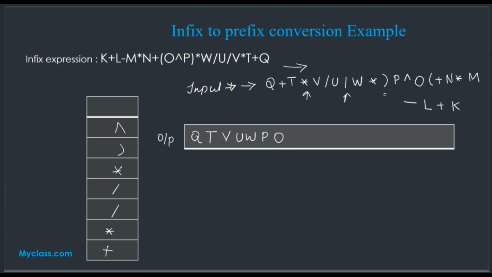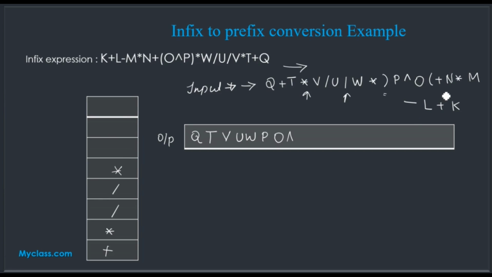Now an opening bracket came. When an opening bracket came, we want to pop all the elements till a closing bracket is found in the stack. So there is only one operator in between. So we are popping this exponential and we are ignoring this also. So the stack is not containing these two now. Okay, now we have reached here.